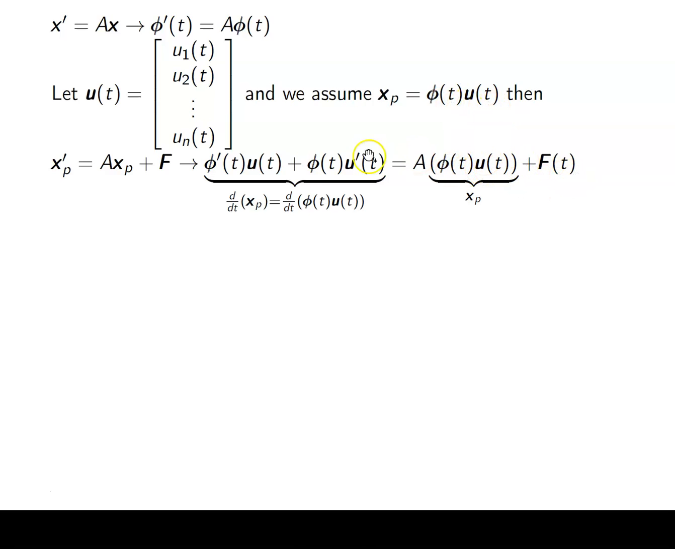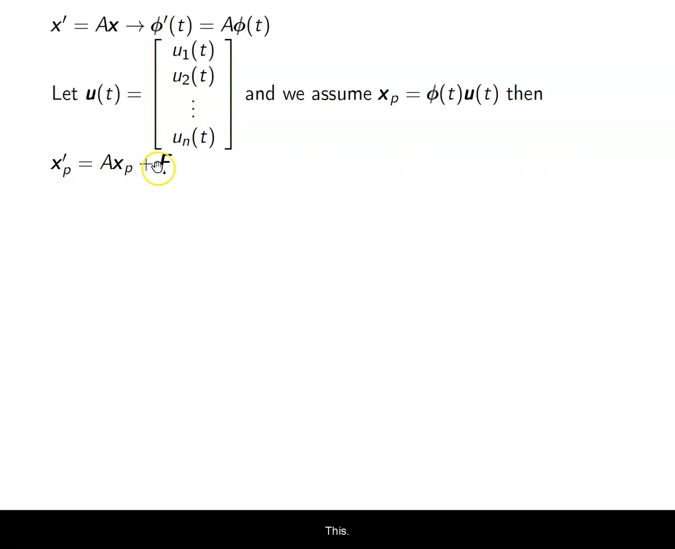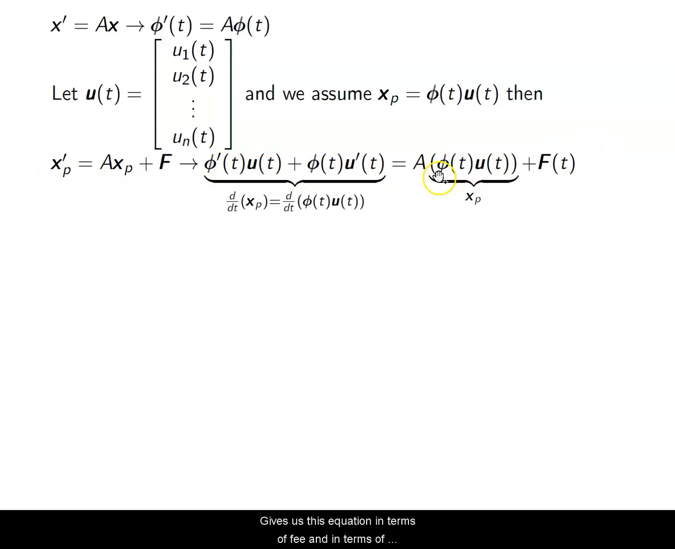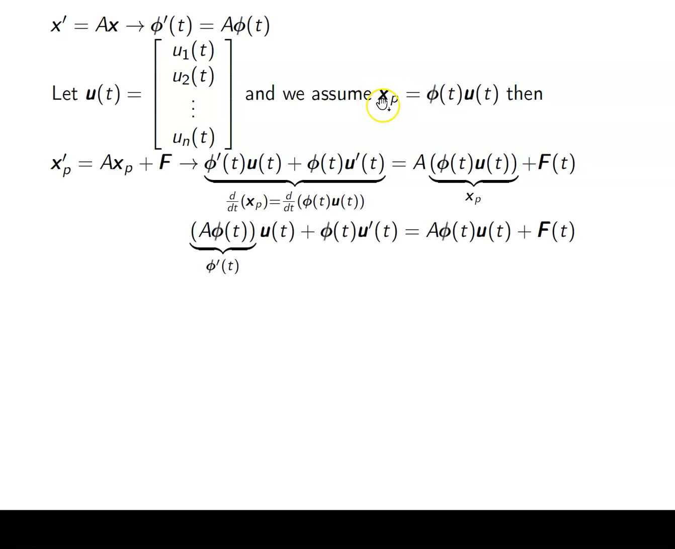On the right hand side here, we have A times this phi of t u of t plus the forcing function f. Okay, so this gives us this equation in terms of phi and in terms of u, that vector of arbitrary functions here that we are using to figure out our particular solution, right? So what I can do here, okay, is if you notice that phi prime is A times phi, so everywhere I see this phi prime here on the left hand side, which only shows up once though, I can replace it with A times phi of t, right?